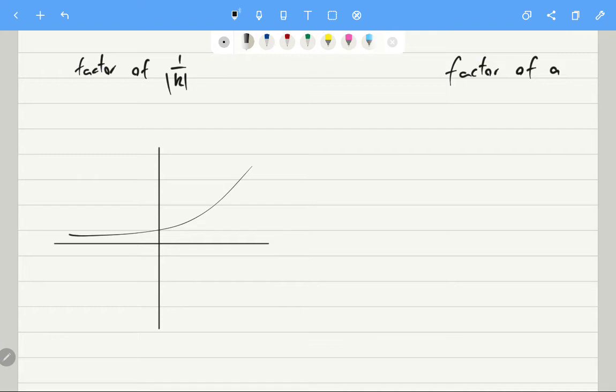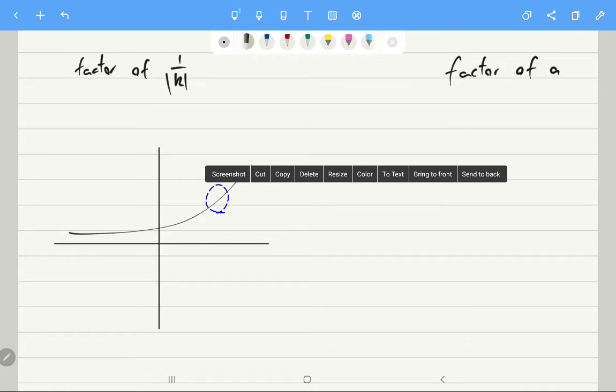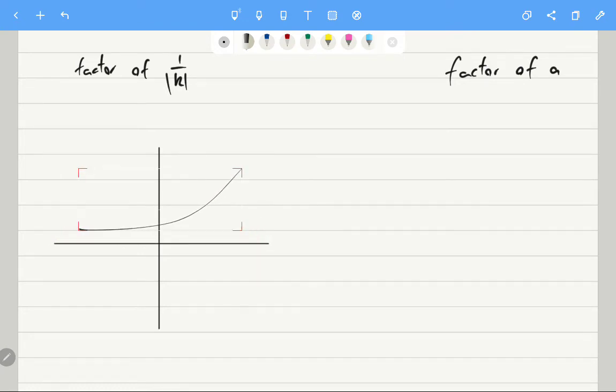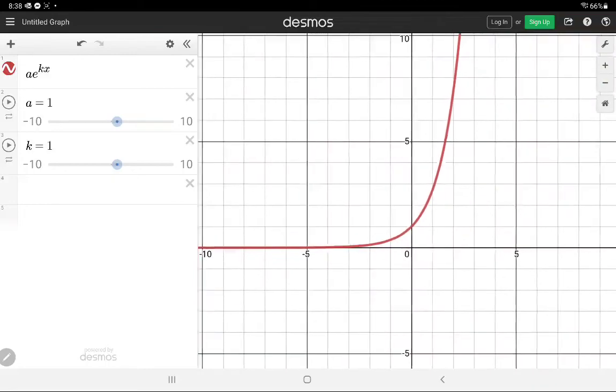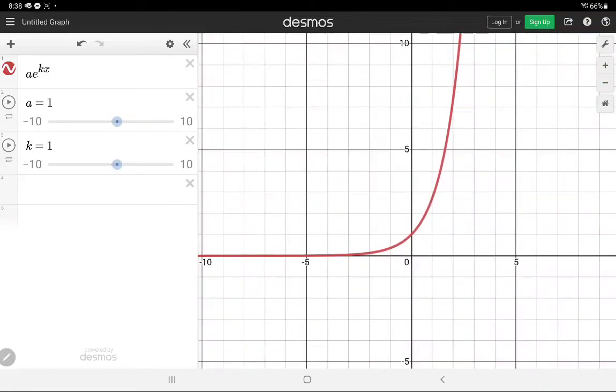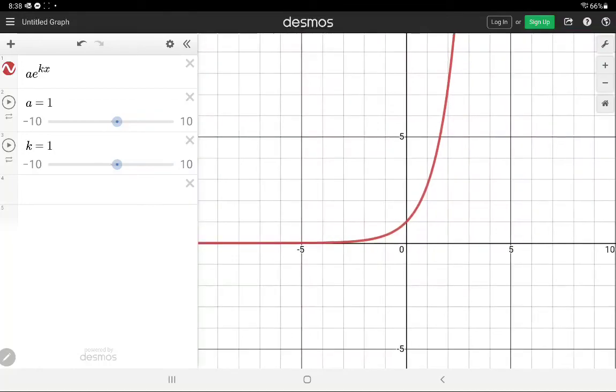So a horizontal dilation is going to look like a stretching in one of the two different directions. So, is it going to let me do that? No, it's not. Alrighty. When in doubt, use Desmos. Okay, so I've created a function here, a e to the kx, and a and k are both equal to 1 at the moment. So let's play around with a.